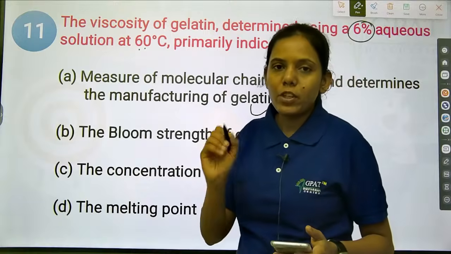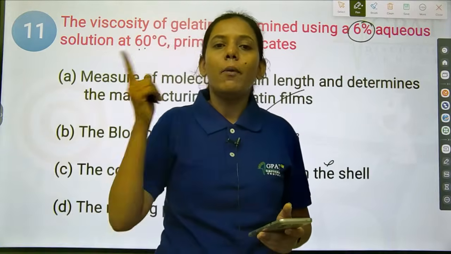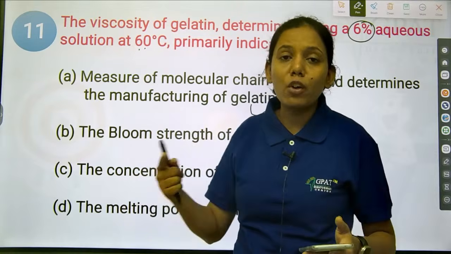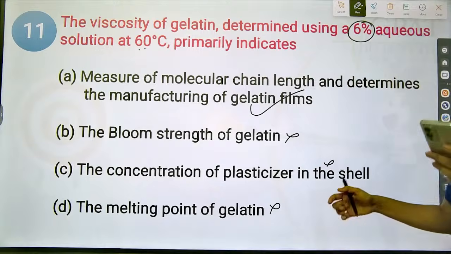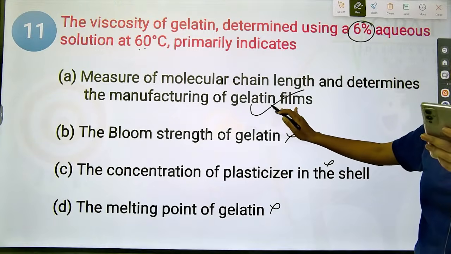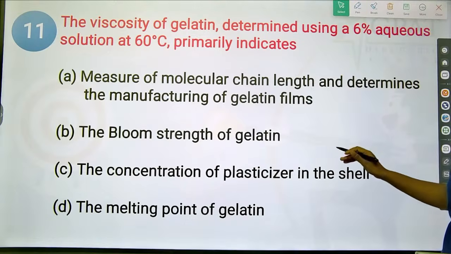Always remember, viscosity is about the molecular chain length of the gelatin, whereas Bloom strength is about the cross-linking between the gelatin and the molecular weight of the gelatin. So option A is the right answer. I think till here it is clear. We will go towards the next question.